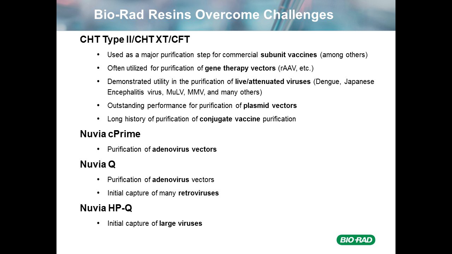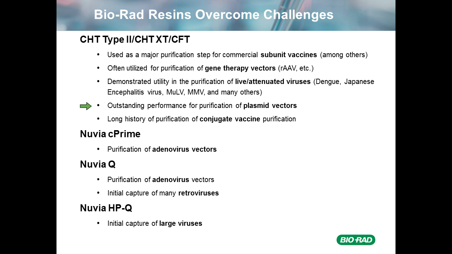So I just want to summarize briefly what I've talked about. I've shown you that CHT type 2 or CHT-XT or CFT are used as a major purification step for a variety of subunit vaccines, other gene therapy vectors. It has demonstrated utility in the purification of live and attenuated viruses. I haven't gone into most of these, but they're in the literature if you're interested.